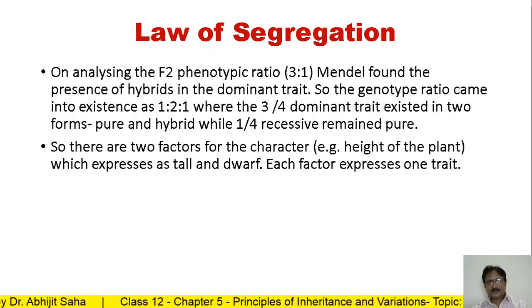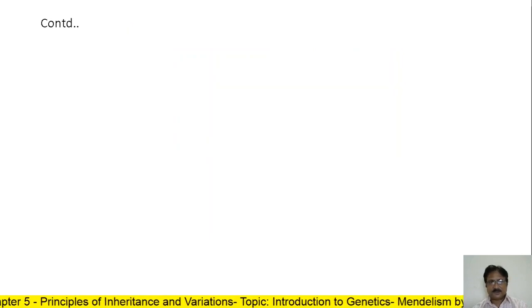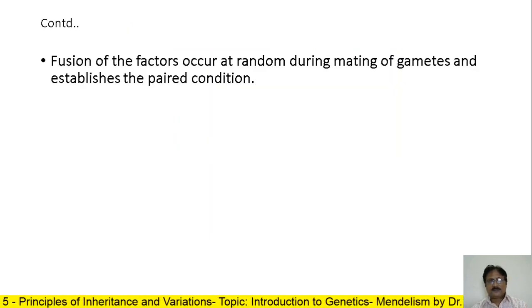This states that the two factors in any generation, here in F1, are a combination of one factor from the father and another factor from the mother. So these factors will always exist in a paired condition, except in the case of gametes. And fusion of the factors occurs at random, as we have just seen in the monohybrid cross, during mating of gametes, and finally establishes the paired condition.